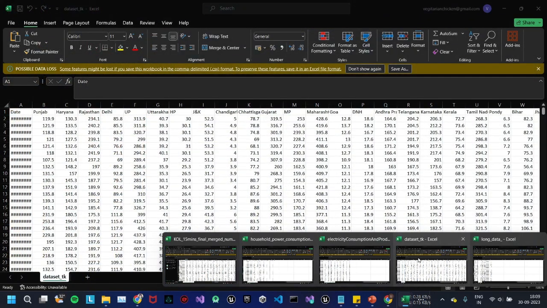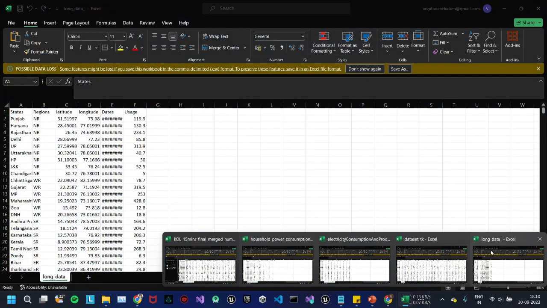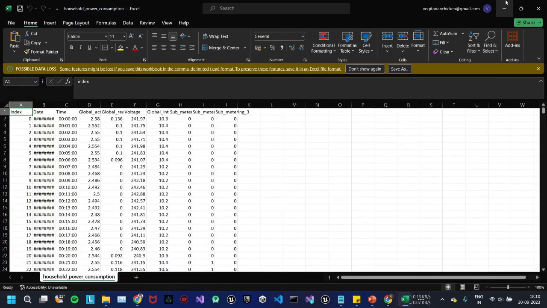Now the data set TKX. Over here, we are going to have the different production and electricity consumption in various regions like Punjab, Haryana, on the basis of states. And the long data is just a vertical representation of the same, while having the regions, latitude and longitude of the various states itself.